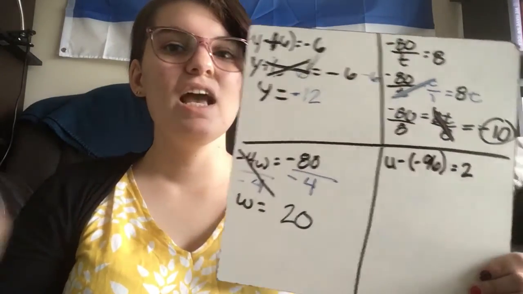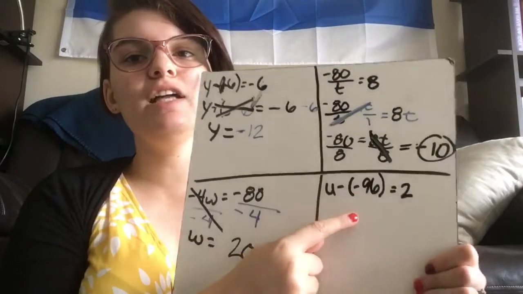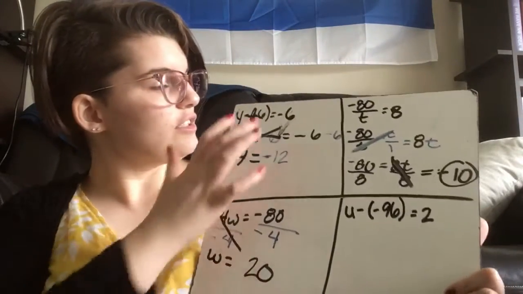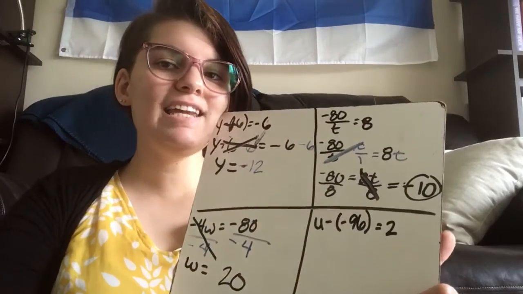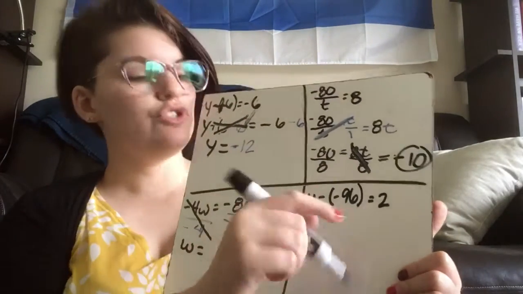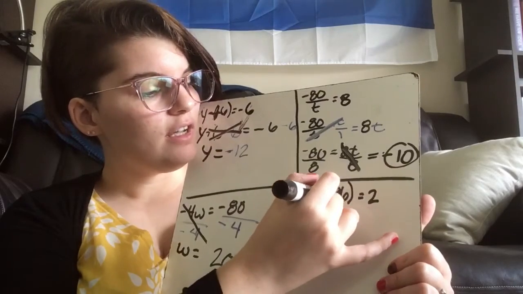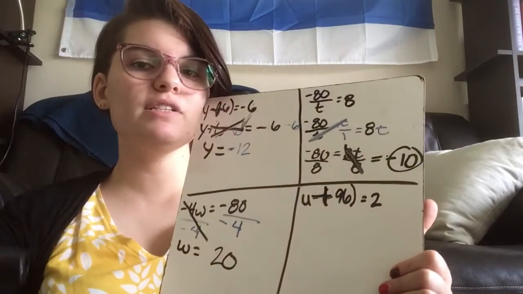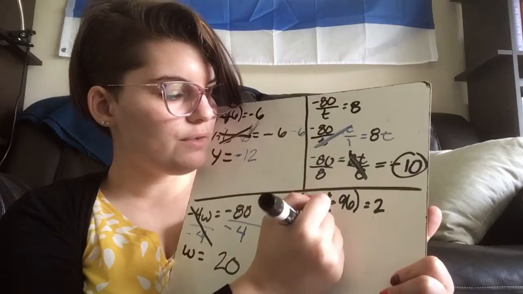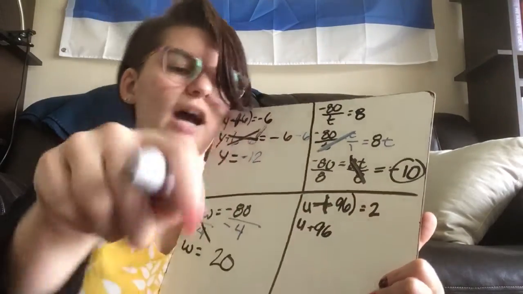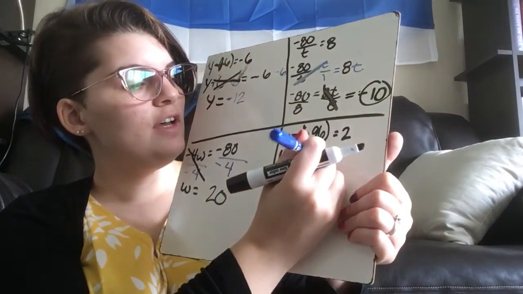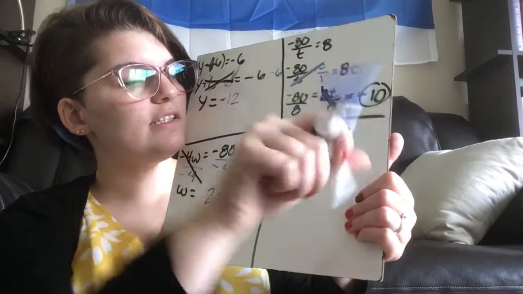Okay? And finally, number 4. It looks a lot like the one I did before. It looks a lot like number 1. Okay? So I have u minus negative 96 equals 2. So again, minus a negative really means it's going to be addition. So in order to do that, I have to do u plus 96. The opposite of that to cancel it out is minus 96.